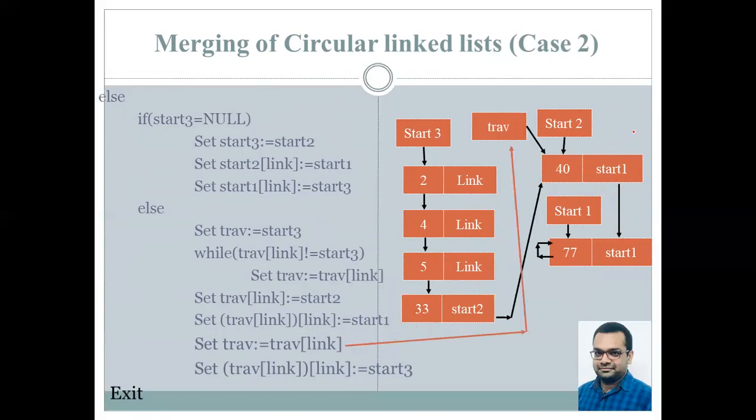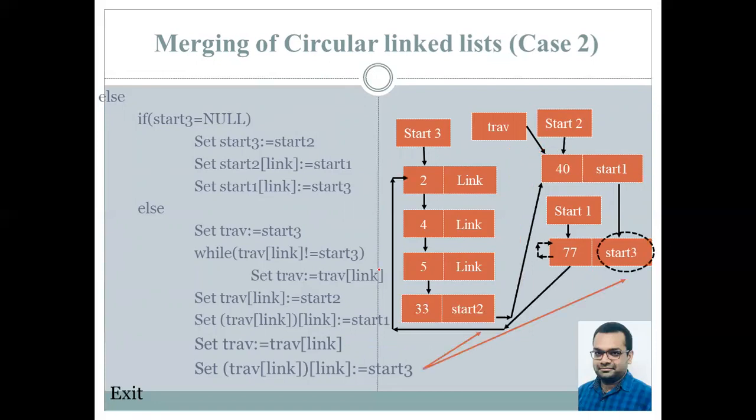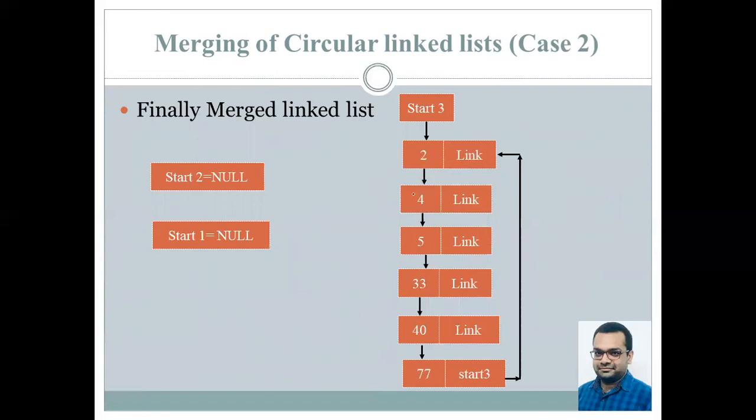Then we increment traversal and we make it point to the node which is pointed by start2, and then we set traversal link of link equals to start3. So now you can see over here, the last node is now made to point again to the first node in the circular linked list to preserve the circular linked list property. Therefore, in this way, we can also finally set the values of start1 and start2 both as null, and in effect, we obtain this as our merged circular linked list.